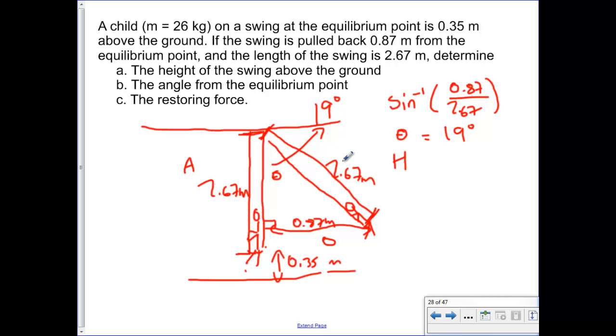Okay. Did that make sense so far for calculating the angle? So we can use trigonometry to find the angle. Now that we know that angle, my first question was what was the height of the swing above the ground actually? So what I'm actually looking for is what is her initial height above the ground right now?